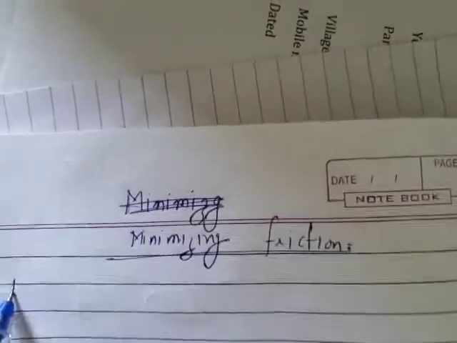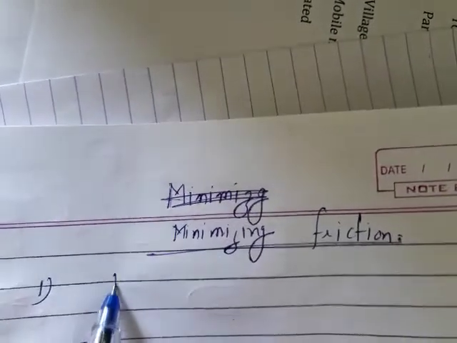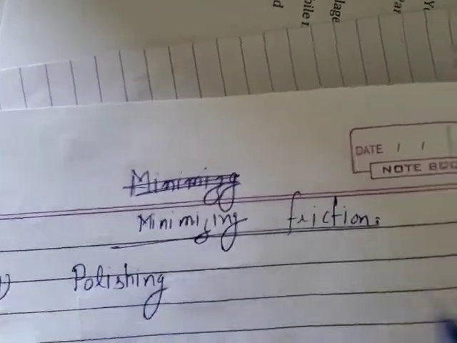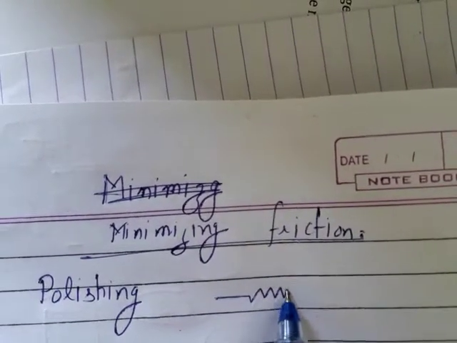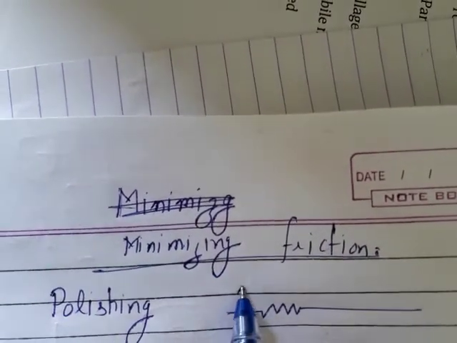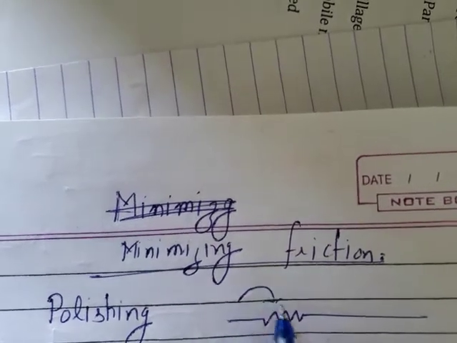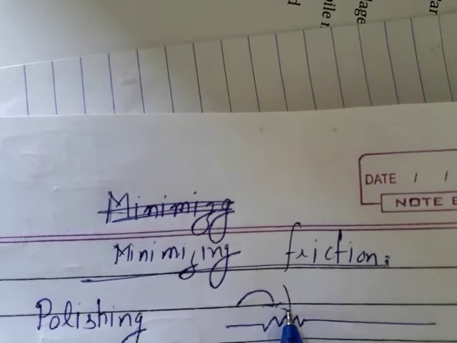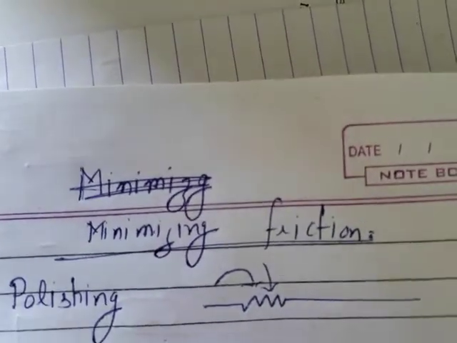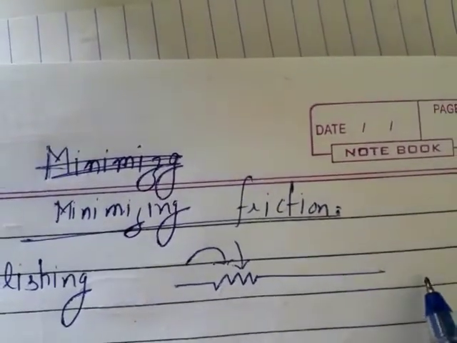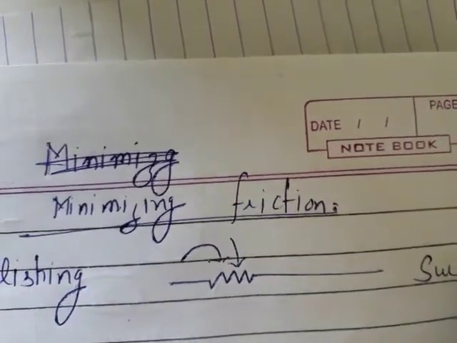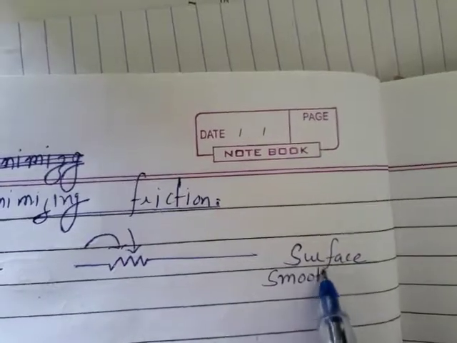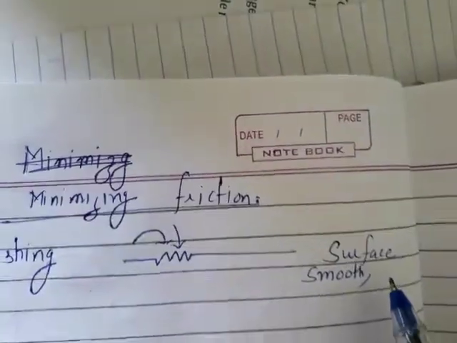The first way of reducing friction is polish. We can apply polish on the surface. When we apply polish, the grooves and edges of the surface get filled with the material of polish, so the surface becomes smooth. And if the surface becomes smooth, we can say the friction has reduced.